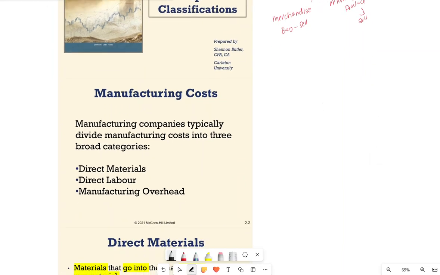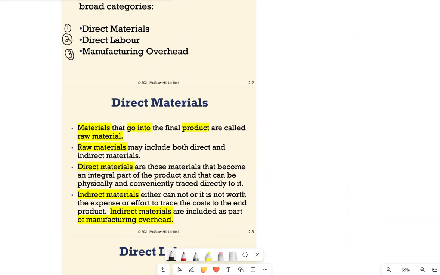So when we think of manufacturing companies, they have three costs. First one is direct material, second one is direct labor, and the third one is the overhead cost, the manufacturing overhead cost. Our first cost is the material that goes into making a final product, called the raw material. There are two types of raw materials. One is direct and the other one is indirect. Direct can be traced to the product, and the indirect cannot be traced to the product. So indirect material goes as a part of my manufacturing overhead.